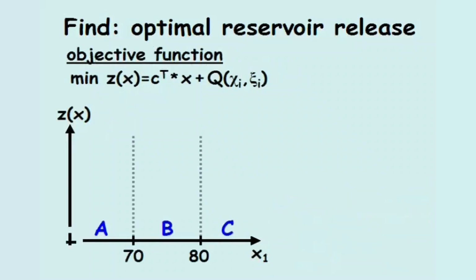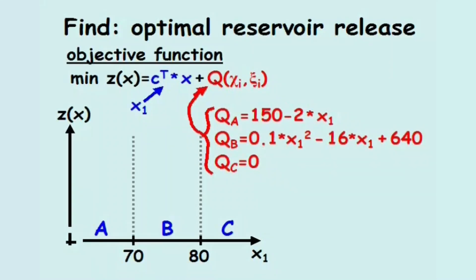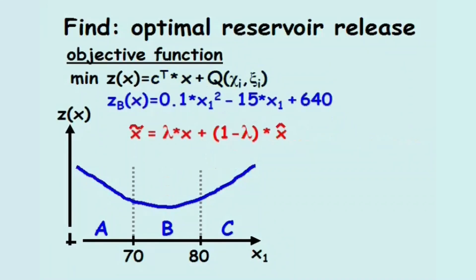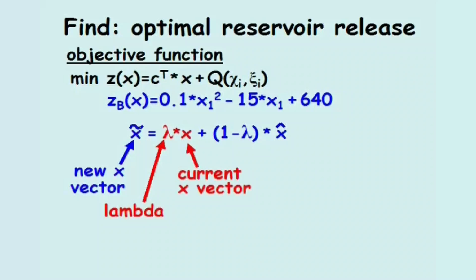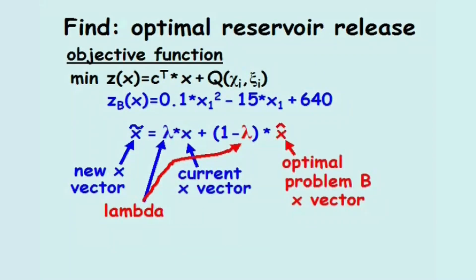Returning to the objective function, c transpose x is equal to x1, and the penalty term, Q, depends on the region, A, B, or C. Once plotted, the curve is linear in regions A and C, and quadratic in region B. Clearly, the optimal solution is within region B. Therefore, we'll preserve the equation for region B and update our x vector, where the new x vector, x tilde, equals lambda times the current x vector plus the quantity 1 minus lambda times x hat, where lambda is a non-negative real number strictly less than 1, and x hat is the optimal x vector from problem B, solved earlier.